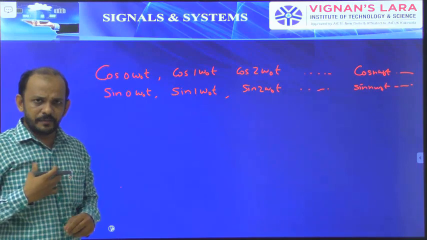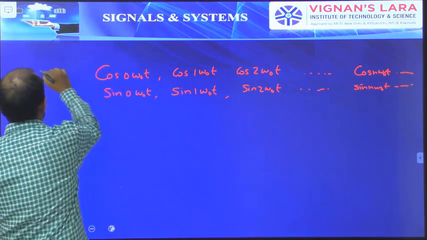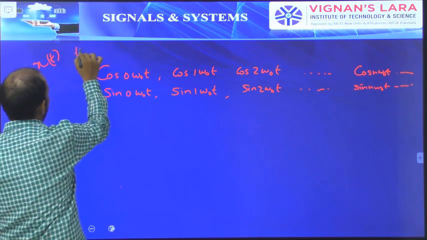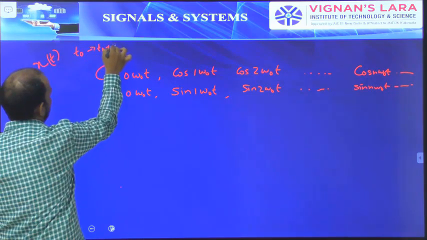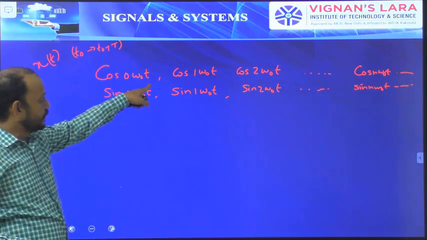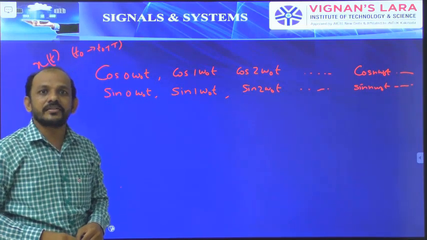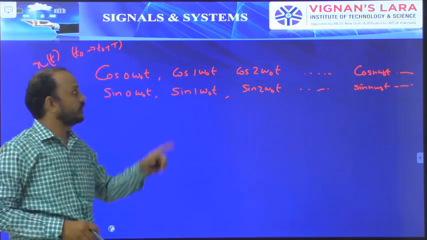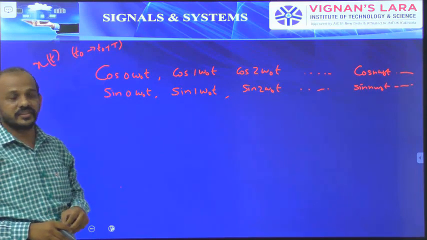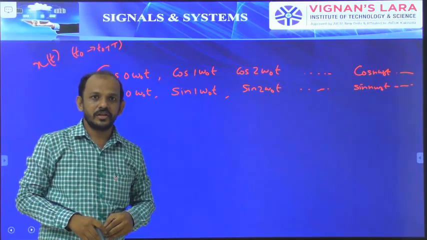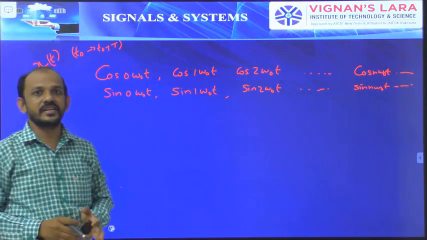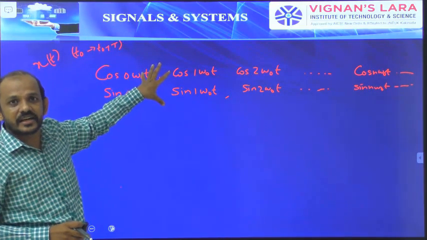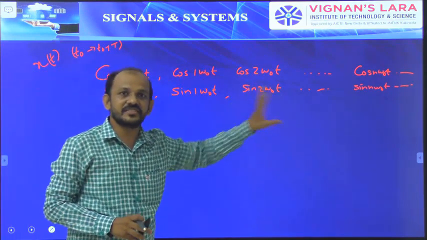Now I can represent a function x of t over the interval t0 to t0 plus capital T by using this our complete orthogonal set, because all these functions are orthogonal over the interval t0 to t0 plus T. That is, these all signals are mutually orthogonal. So how can you represent? We will represent by considering the linear combination of all the functions present in this complete set.